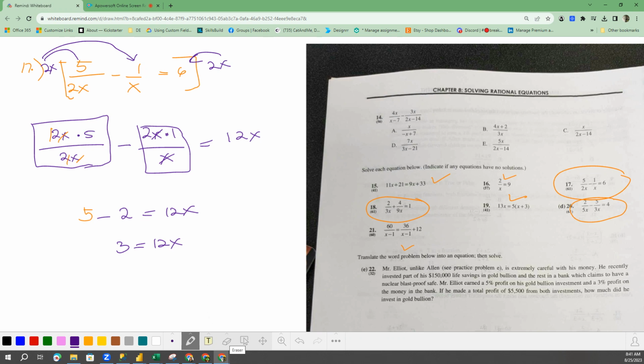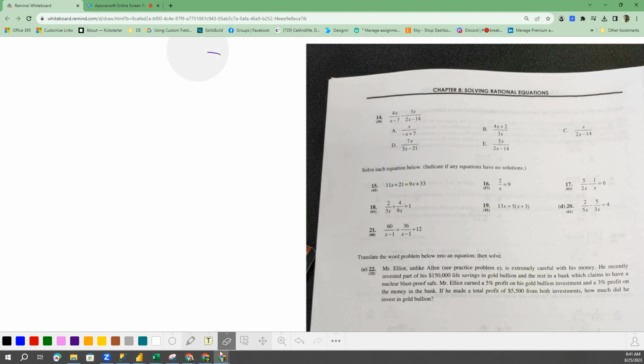So you can do that. Like for instance, number 18, you can multiply this with a bigger fraction, which is 9x, and see what happens. Now, let's try number 20 though. I would like you to do number 18 on your own. Number 20 is 2 over 5x minus 5 over 3x equals 4.